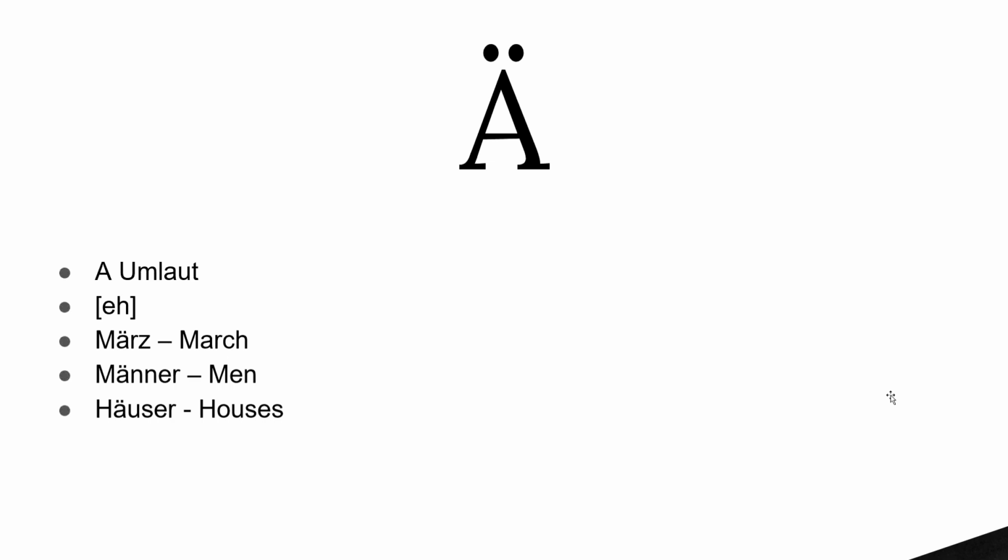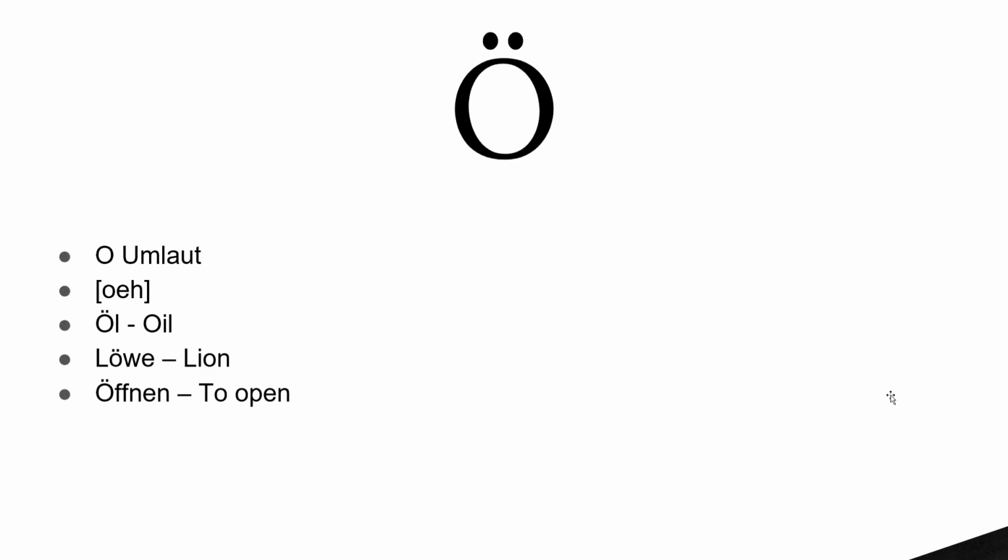März. März. Männer. Männer means men. Häuser. Häuser means houses. As you can hear, when the letter A umlaut comes before the letter U, together they are pronounced oi, Häuser.